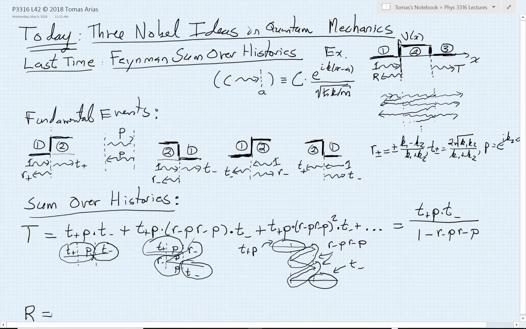So in this, our final lecture, we're going to learn about three Nobel Prize winning ideas in quantum mechanics, relatively recent Nobel Prizes, not the original invention of the theory, but some more advanced applications in particle physics and also in many-body condensed matter physics.